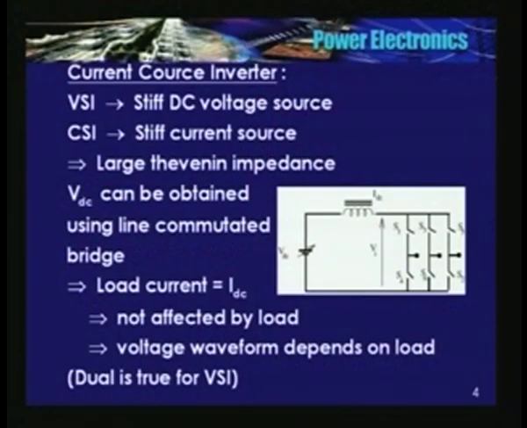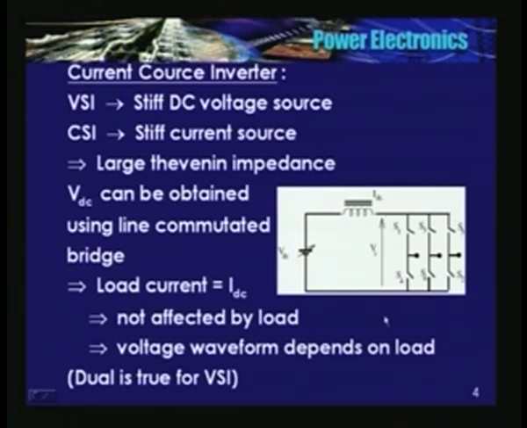In a VSI, current can change instantaneously. Current can reverse. It's a 2-quadrant operation. Current can reverse, voltage cannot reverse in a VSI. Just the opposite is true in the CSI. Since we have used a large inductor in the DC link, current cannot reverse there, but then voltage reverses. See here, VI can reverse. VI will reverse polarities.